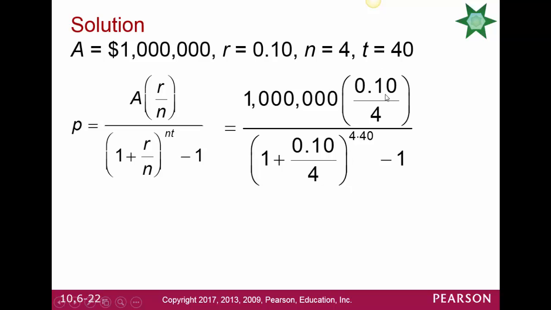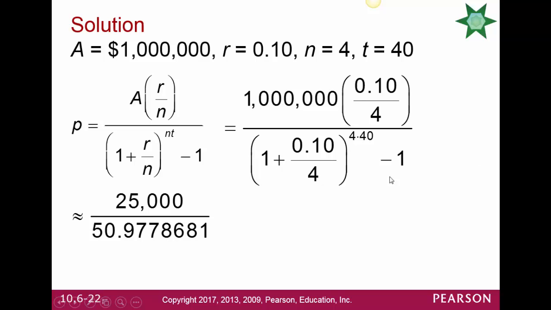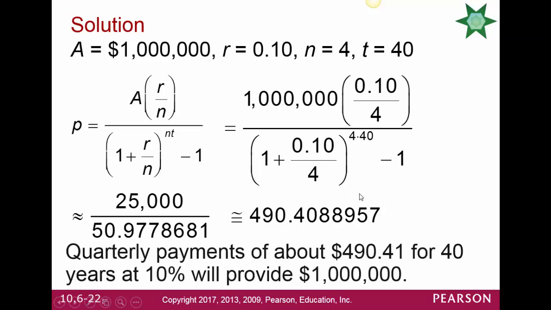Again, I would start here, divide 4 into 0.1, which gives you 0.025, and multiply by $1 million. Likewise down here, 0.1 divided by 4, add to 1, raise to 160th power, and subtract 1. So I end up with 25,000 divided by this figure. And the last step, I do the division, and I come out with $490 and about 41 cents. So for 40 years, interest rate of 10%, if we contribute this quarterly, we'd be able to accumulate $1 million.